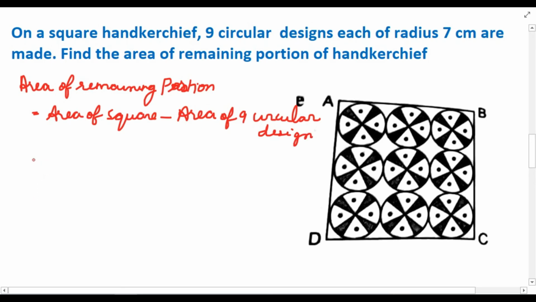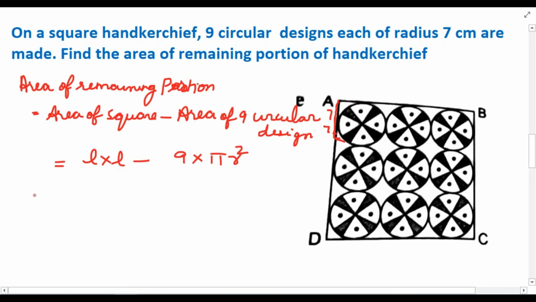So first we need to find the area of the square. We know length into length, and area of a circle is pi r square. So 9 circular designs are there, so 9 into pi r square. Now we need to find the length of the square. They have not given it, but the radius of each circle they have given. So this is radius 7, so from here to here it will be 7, so till here it will be 7 plus 7, 14.